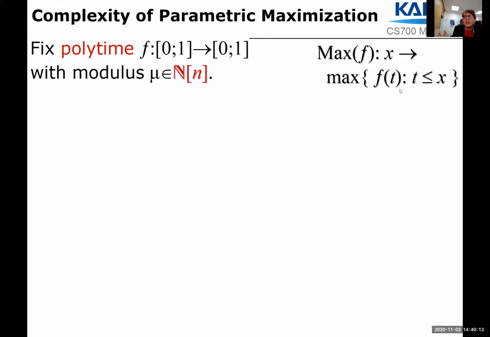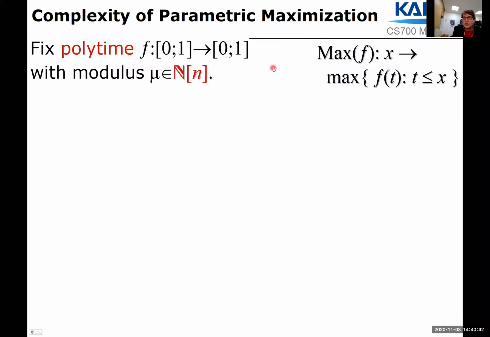It receives a function as argument and returns one real number, the maximum value of that function on its compact domain. And in this slide, we're going to restrict to the compact domain of the unit interval. So ordinary maximization is a functional. Here we consider something more general, namely parametric maximization, which is an operator.